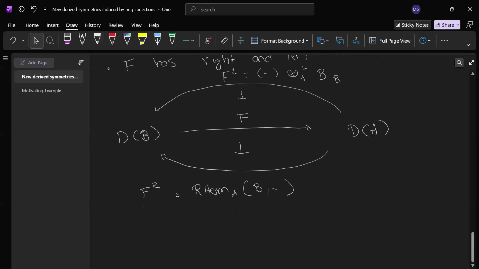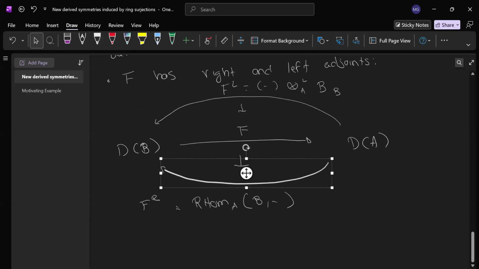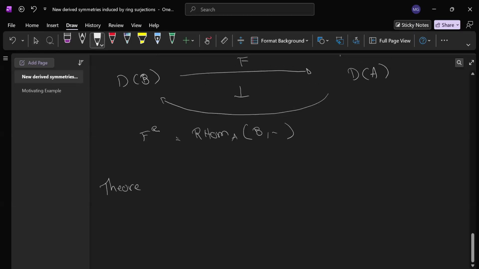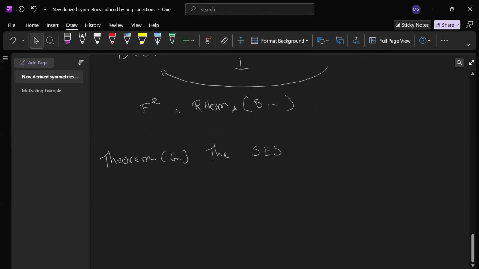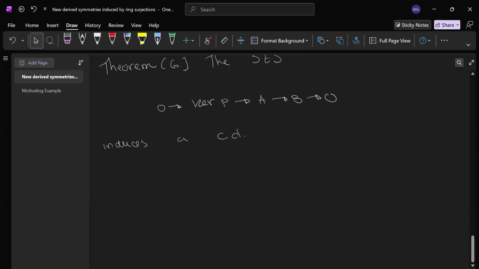So the question that we want to answer is, what is the twist around this functor F? And that's our first result for the talk. The short exact sequence induced by our ring morphism P induces a commutative diagram that looks like this.